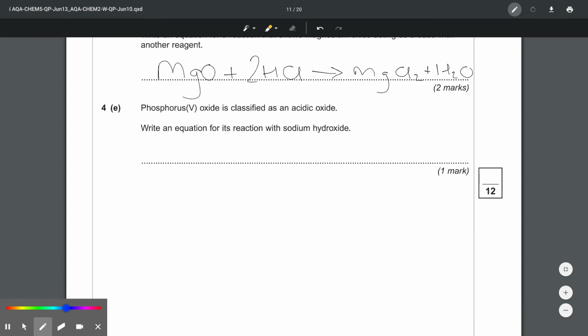Okay, so in this question, it's asking you to write an equation for the reaction of sodium hydroxide with phosphorus 5 oxide. Now, phosphorus 5 oxide is an interesting chemical in the sense that ordinarily you would imagine that the formula is P2O5. However, most of the exam scripts prefer you to use P4O10 as the actual molecular formula that exists for the substance.